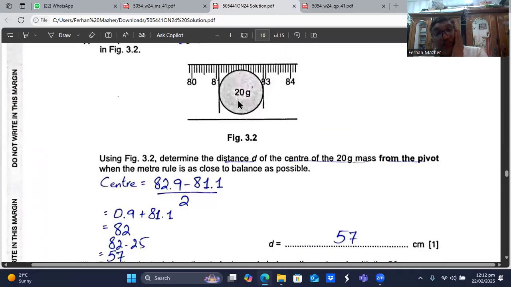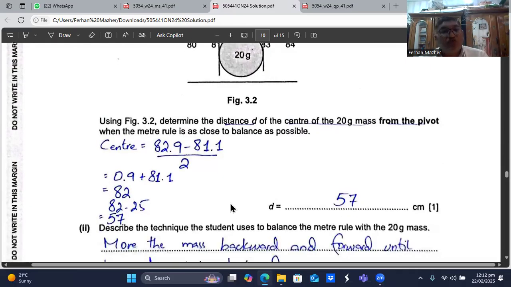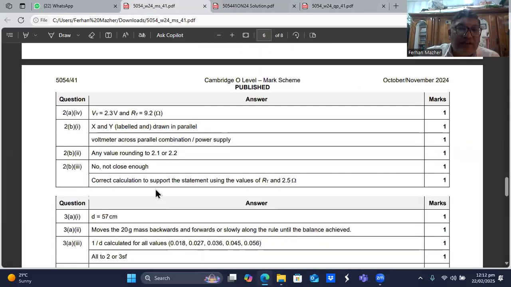Okay. So the center of that mass is at exactly 82. Now the question is when the meter is as close to balance as possible. So we have to tell how much its distance is from the pivot, because the pivot is at the mark of 25 centimeter and the 20 gram mass has its center of gravity placed at 82. So the moment arm, or the distance between the pivot and that point, is 82 minus 25, that is 57 centimeter.